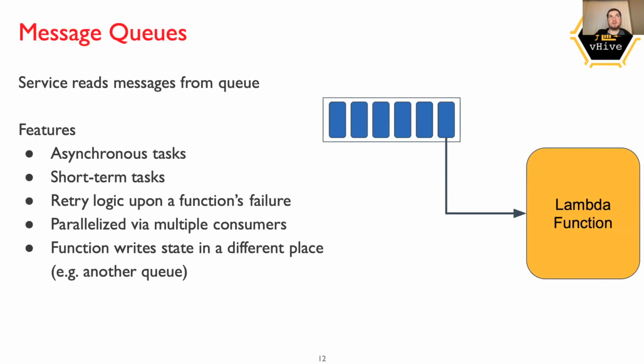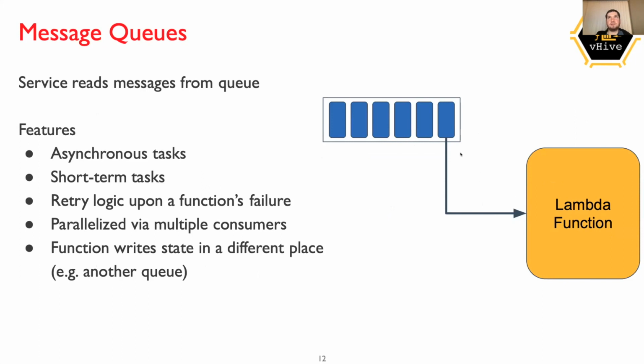Next are message queues, and here it's also pretty straightforward. We have a Lambda function and a queue with messages. Each message will basically start a new Lambda, and Lambda will read these messages from the queue. That is configurable, so Lambda may read one message or a batch of messages. But basically, it will just read the message and proceed with it.